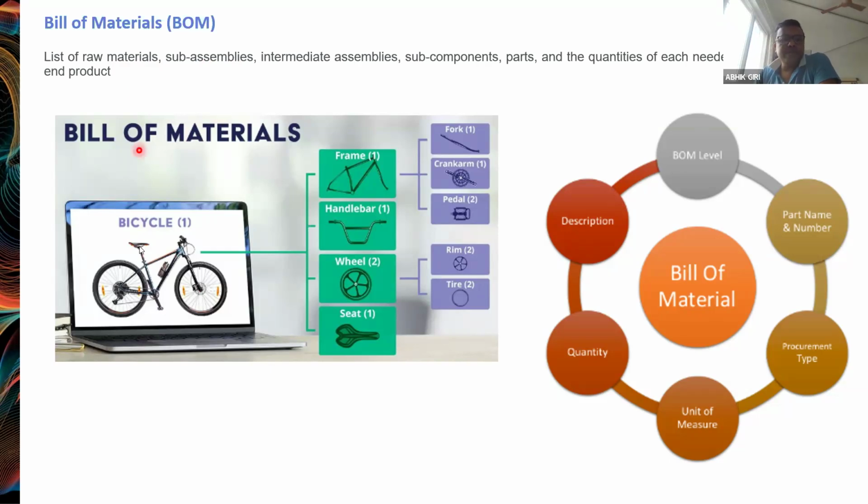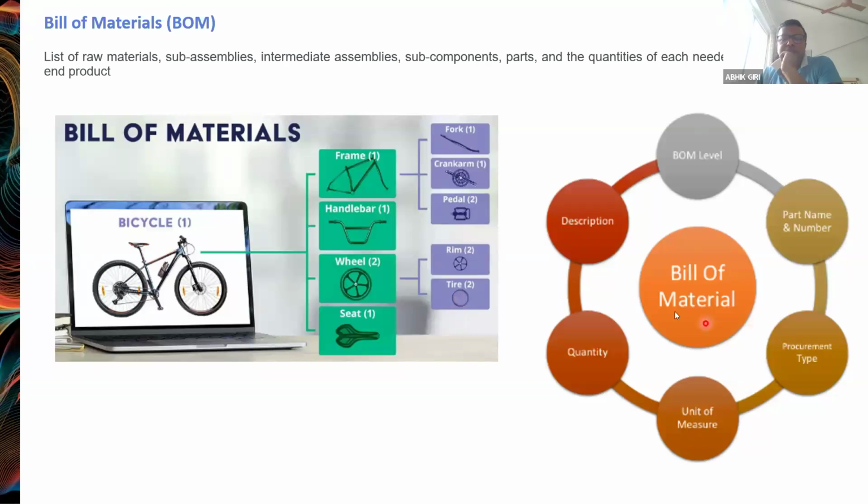If we look at a bicycle, it has different component parts, for example, wheel, seat, handlebar, and frame, which can again be broken down further. For example, a wheel would consist of a rim and a tire. An important point to notice is that besides the component parts, the bill of material also contains the number of units that you need. For example, in a bicycle, you would need two wheels, and because you need two wheels, you need two rims and two tires. So this is the information that is contained in the bill of material.